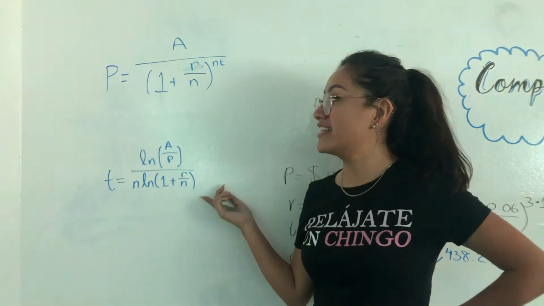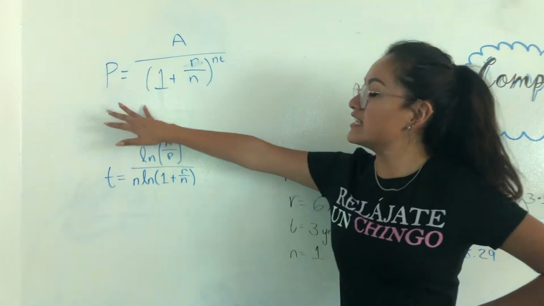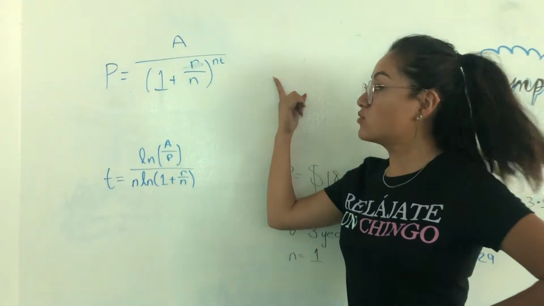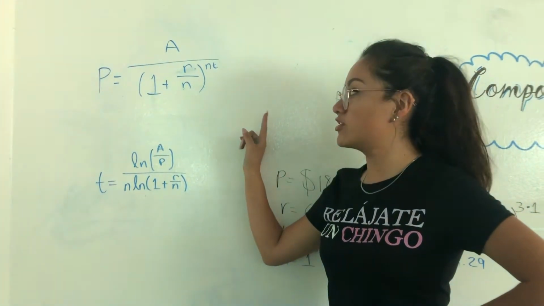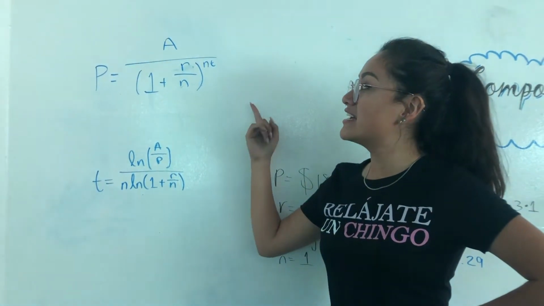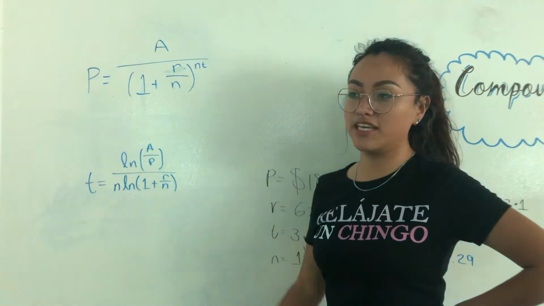The formula for getting the initial quantity is P equals A, that is the final quantity, over (1 plus the rate over the periods), to the power of the periods times the years.